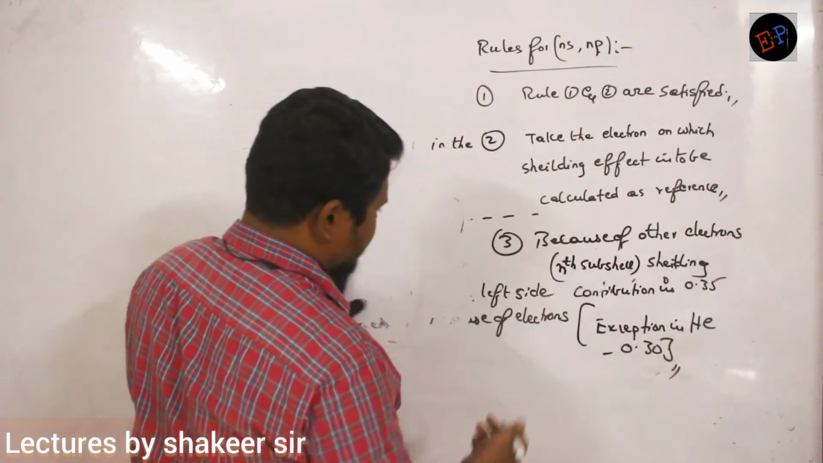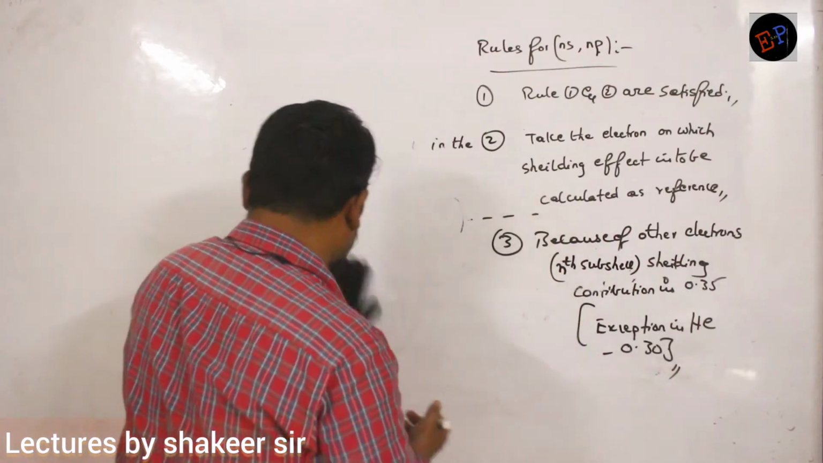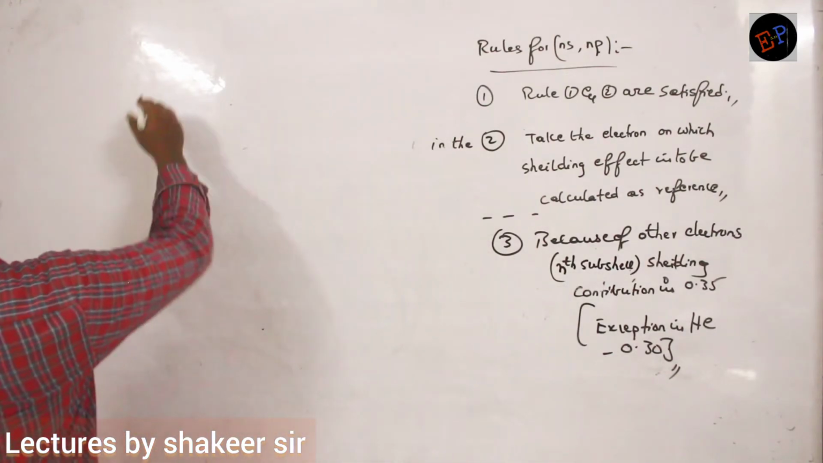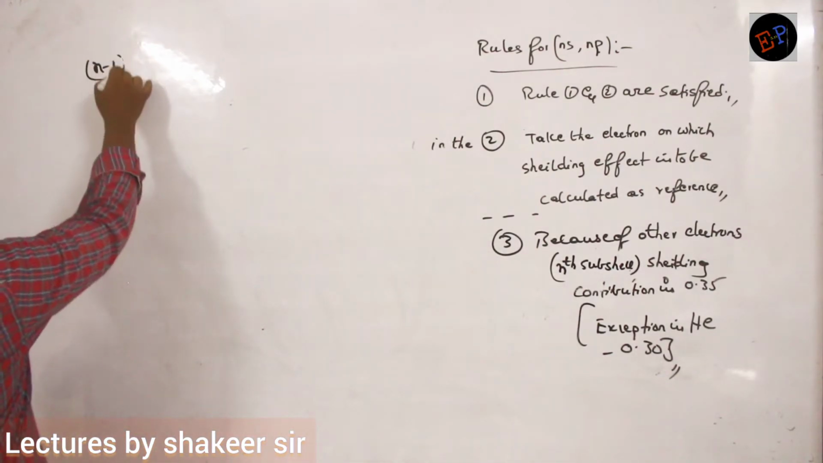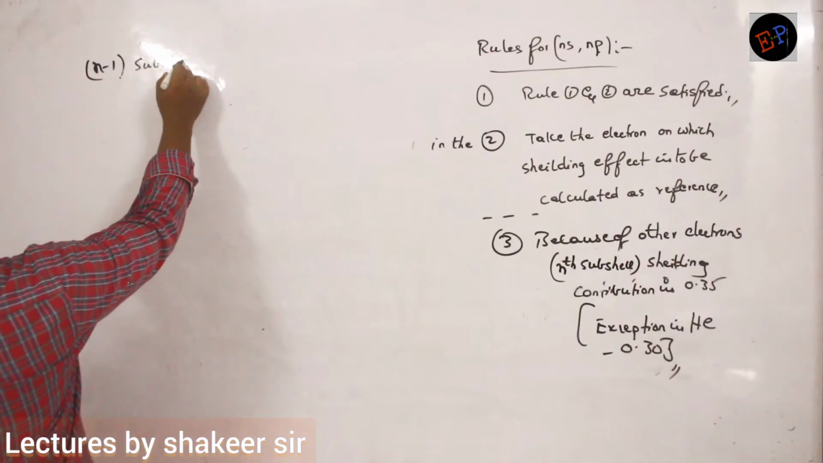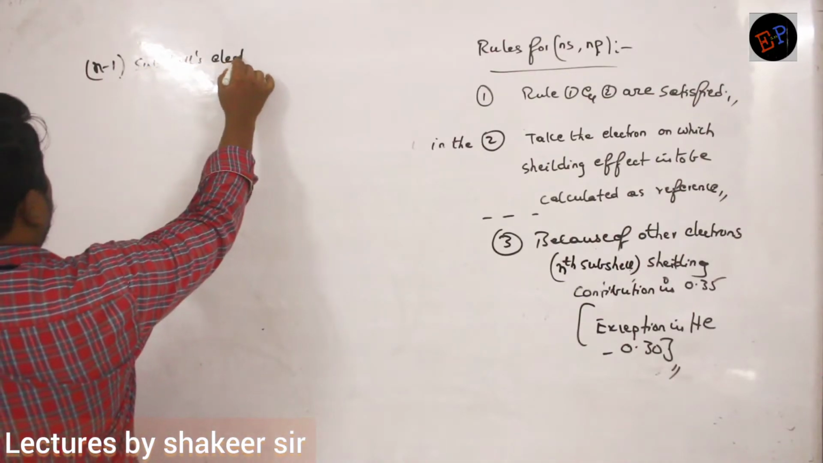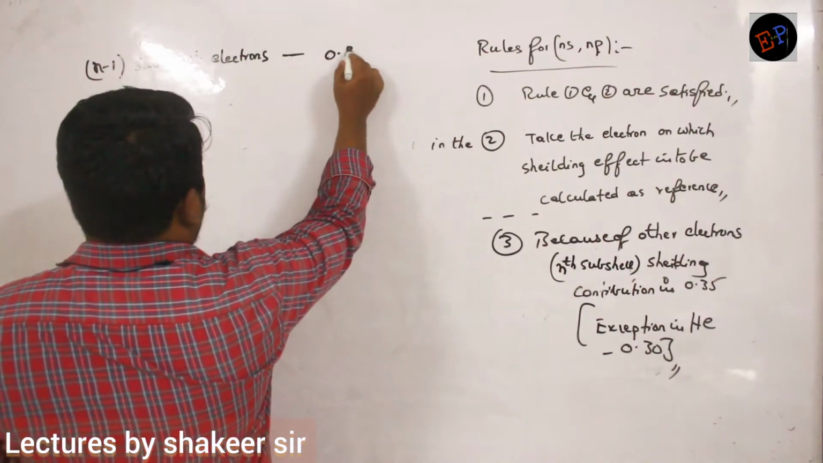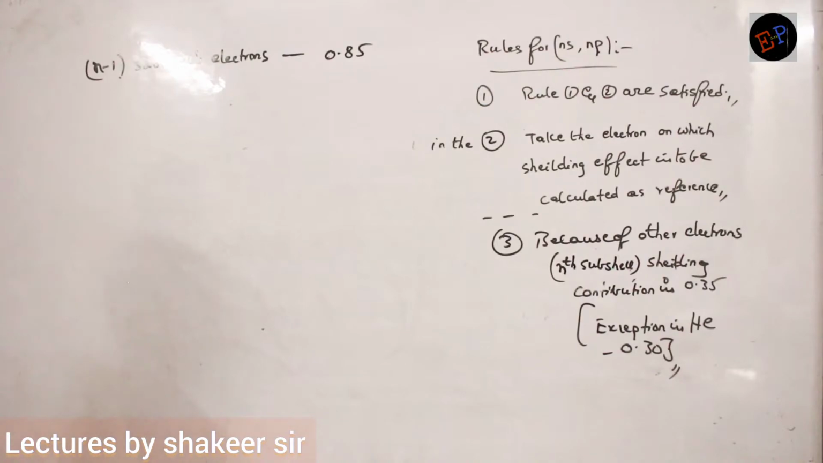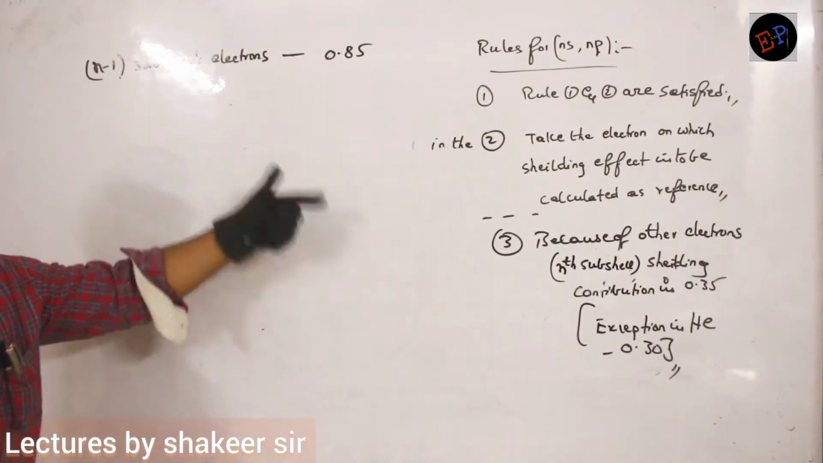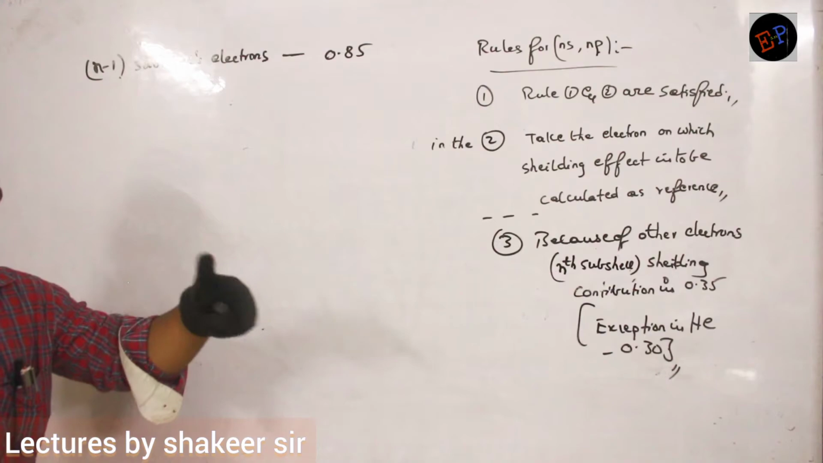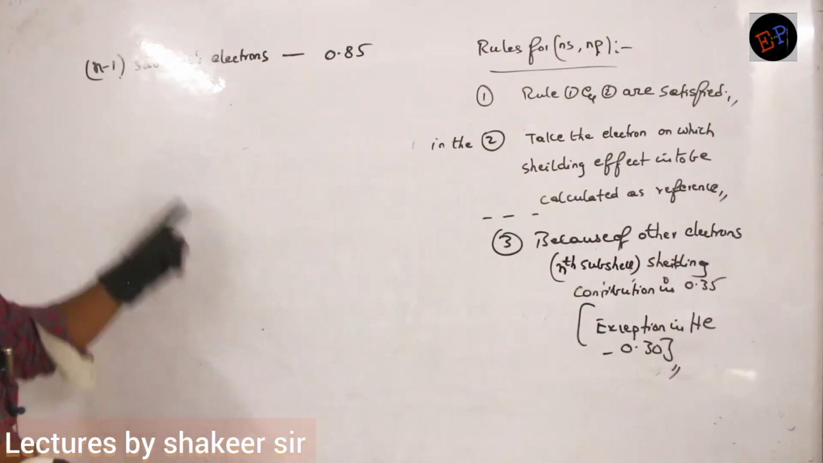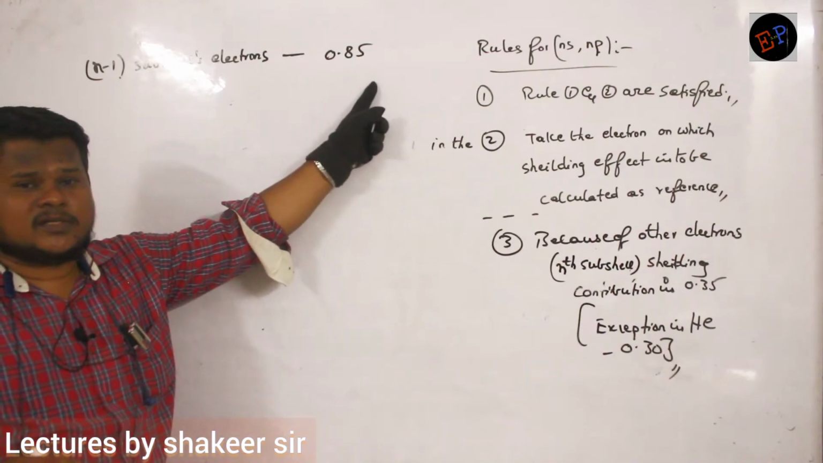Rule number 4, instead of writing it as rule number 4, I will write it under rule number 3 only. Because of the n minus 1 subshell electrons, the contribution to the shielding effect is 0.85. There will be some electrons in the n minus 1 subshells also, that is, the electrons present in the next lowermost shell. So because of them, what is the contribution to the shielding constant?